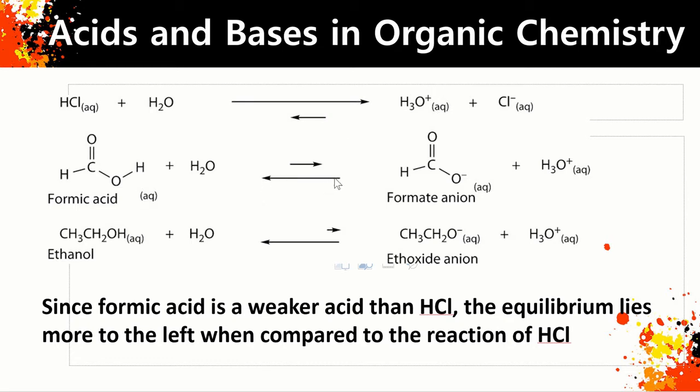So let's look at the arrow to see the direction of the reactions generally. For formic acid, in the presence of water, we can form formate anion and the hydronium ion. However, notice the length of the arrow, which suggests that the reaction generally goes in the opposite direction. So we have very small formation of the formate anion, which suggests that it's a weak acid. And of course, we have ethanol here with water, and in the presence of water, it can form an ethoxide anion. However, based on the direction and length of the arrow, the reaction is normally going in the opposite direction. Since formic acid is a weaker acid than HCl, the equilibrium lies more to the left when compared to the reaction of HCl, as we said before.